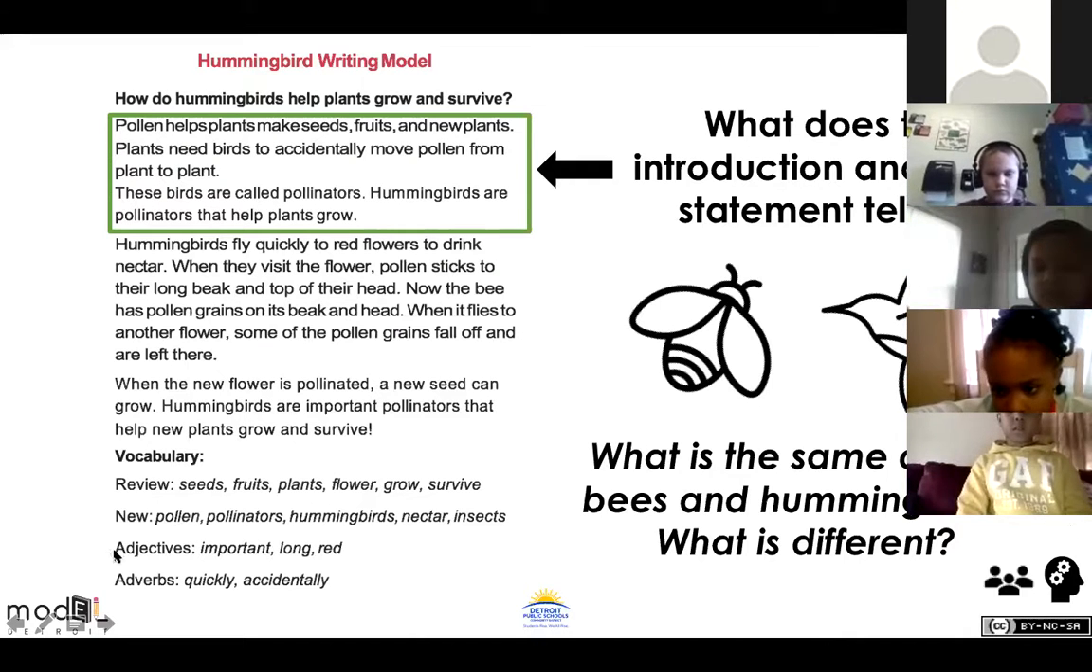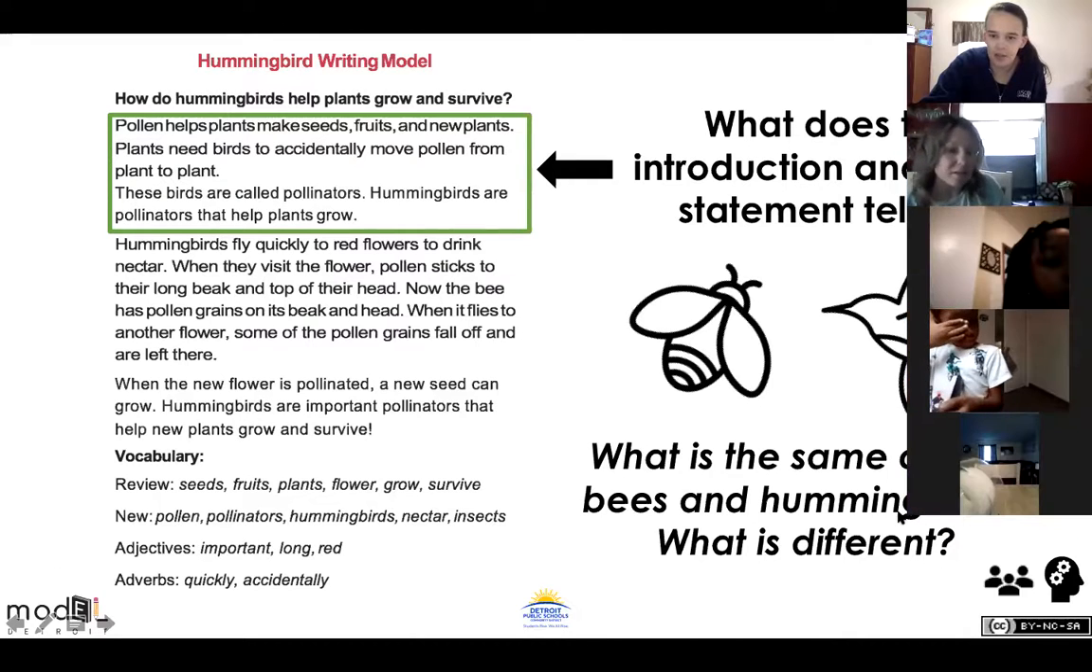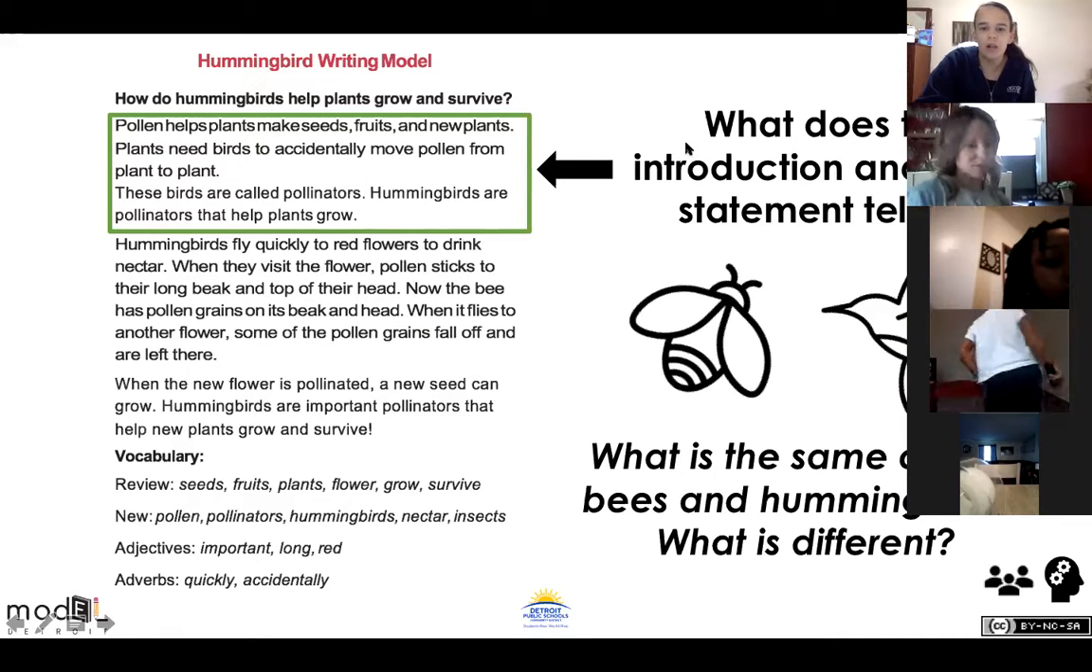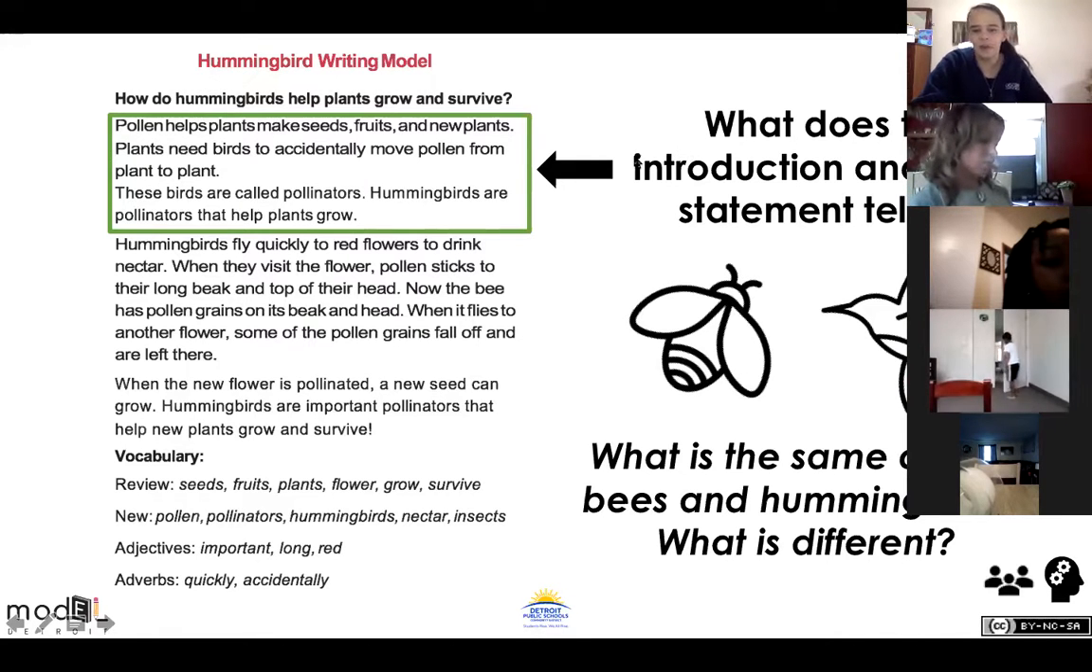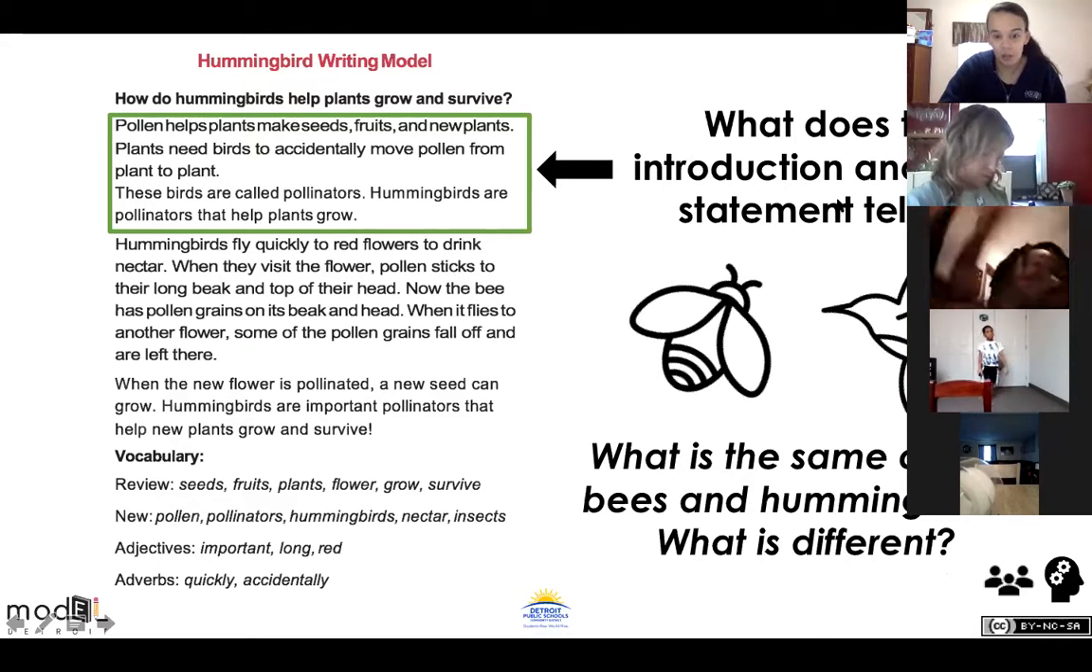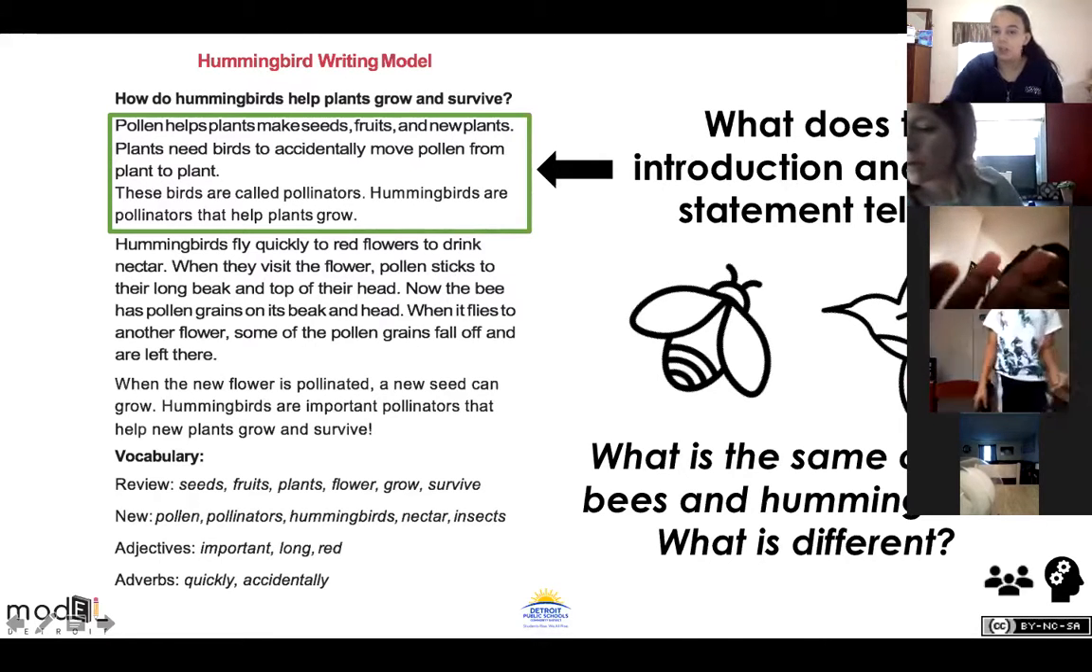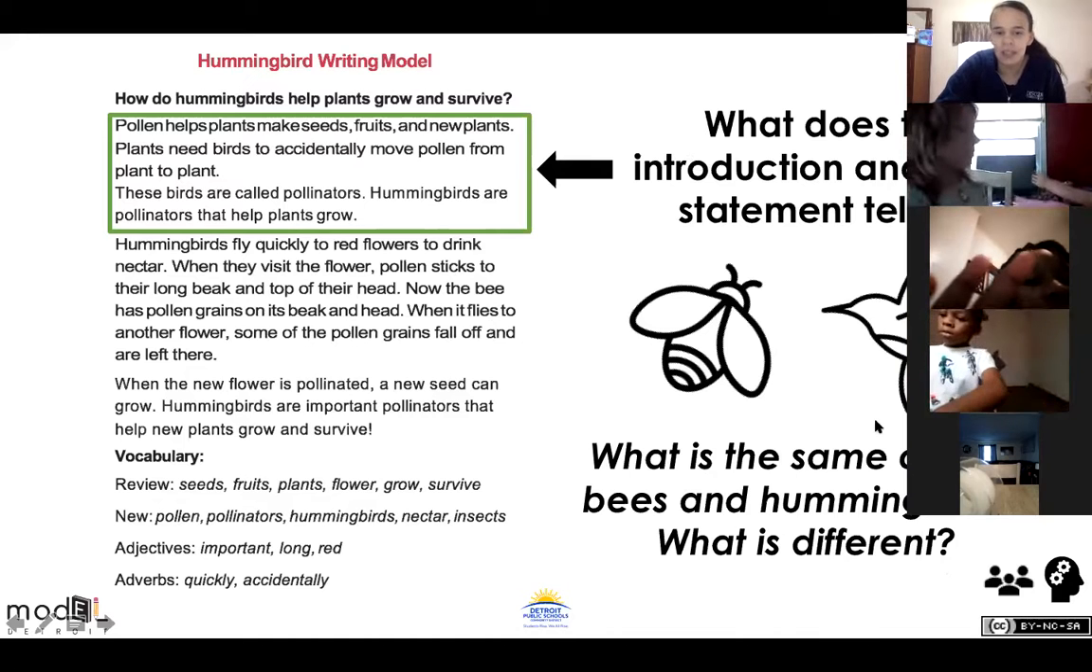We're just talking about introductions and focus statements. Good job, B. The introduction comes first, you're right, and then the focus statement comes after that. So what do the introduction and the focus statement tell you? You can raise your hand or you can type. What do those things tell the reader?